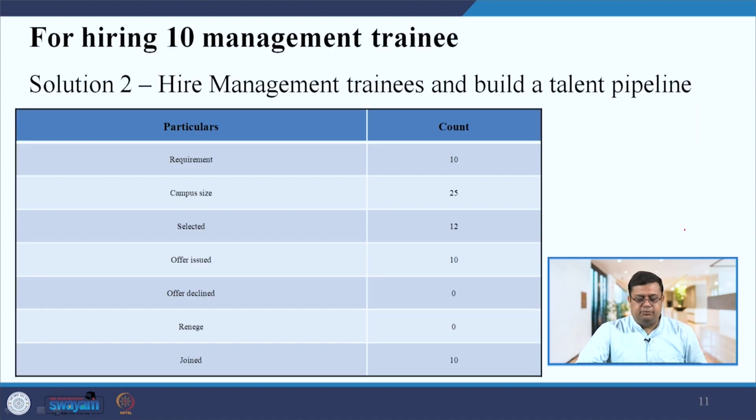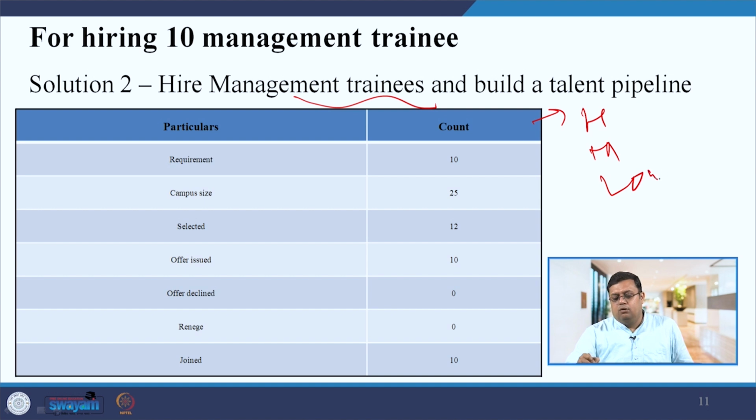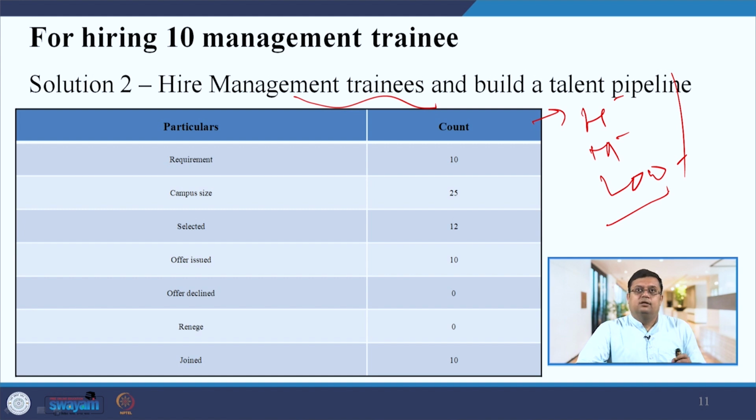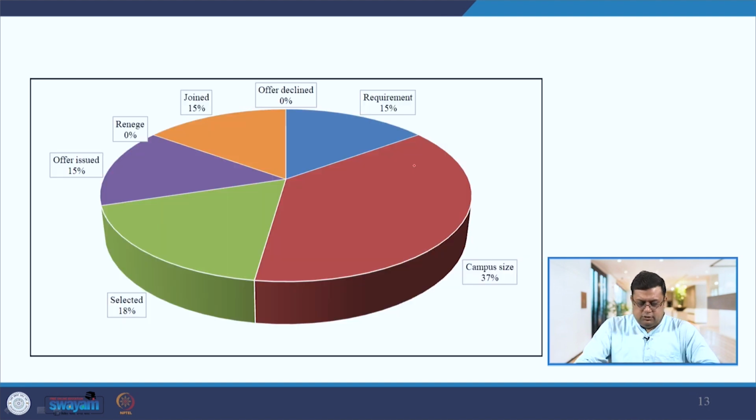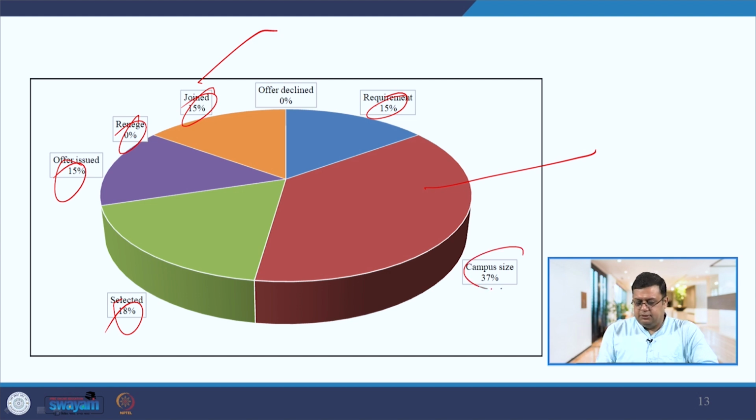Hiring 10 management trainees. Okay, yes, to some extent that is the 10 that you have identified. If you are hiring these management trainees, then what is their skill level? High, medium and low. That also you can mention, and that skill gap analysis you have already done, high, medium, low. Recruitment, so these different percentages are calculated. It is always suggested to mention the number also along with the percentage. This is in the form of a pie chart, again percentages are there, there is no title, and what does this color represent? This campus size.